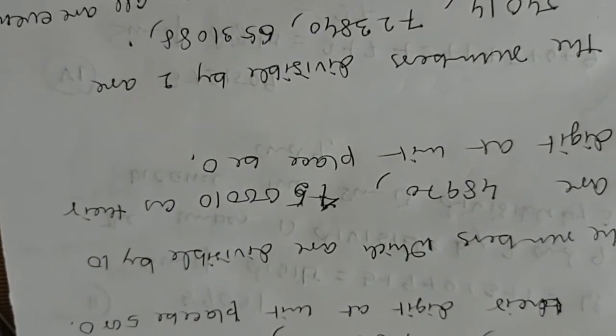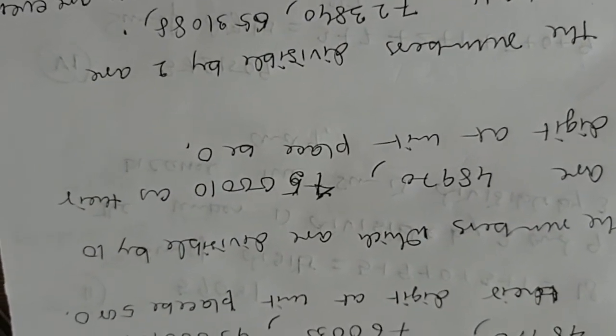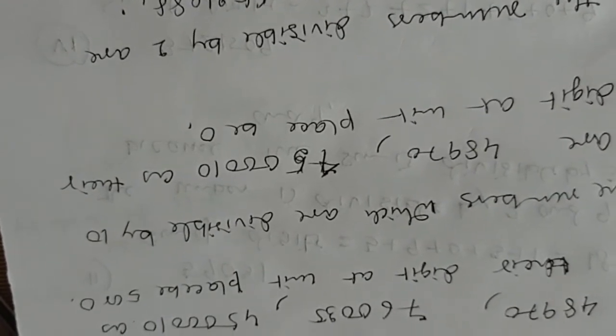Next one, numbers divisible by 10. Just now I told you, if the unit place digit is only 0, then it is divisible by 10. So how many numbers are coming? Only 2 numbers. Others are not divisible by 10. Okay, so next one. Number 2.